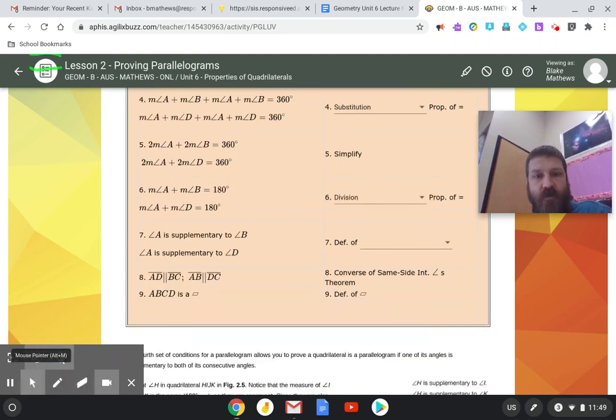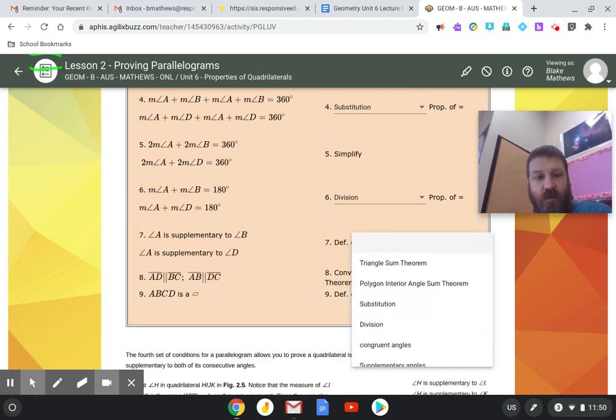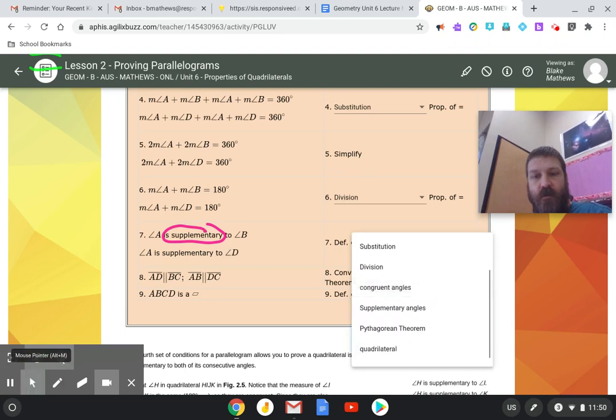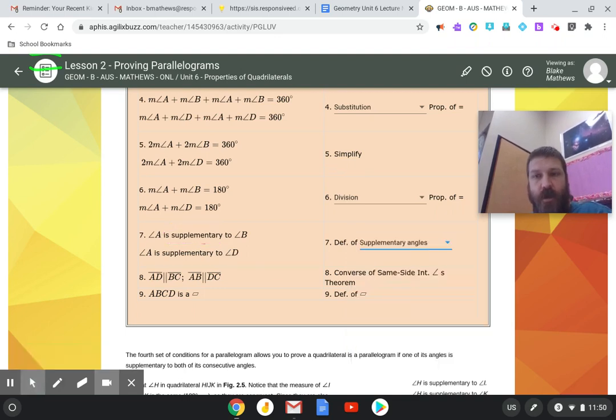Now they say A is supplementary to B, A is supplementary to D. Definition of, I wonder what it could be the definition of, since we've just introduced this new idea called supplementary. Yeah, I'm being kind of ridiculous there because the answer is clearly supplementary angles. So we have definition of supplementary angles, and then the rest of that is spelled out for you.